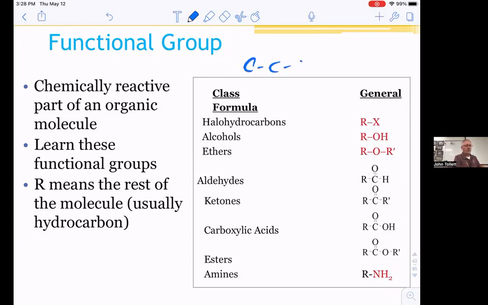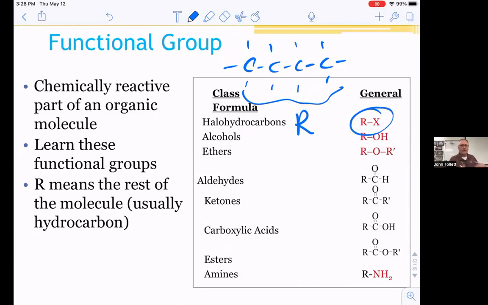But you have a long carbon chain, and no matter how long that carbon chain is, rather than tell you how many carbons it is in total, to represent any random carbon chain, we'll use the letter R. So when you see R bonded to something, it means a long carbon chain of whatever length, could be 2, 4, could be 100, doesn't matter, bonded to whatever that group is.